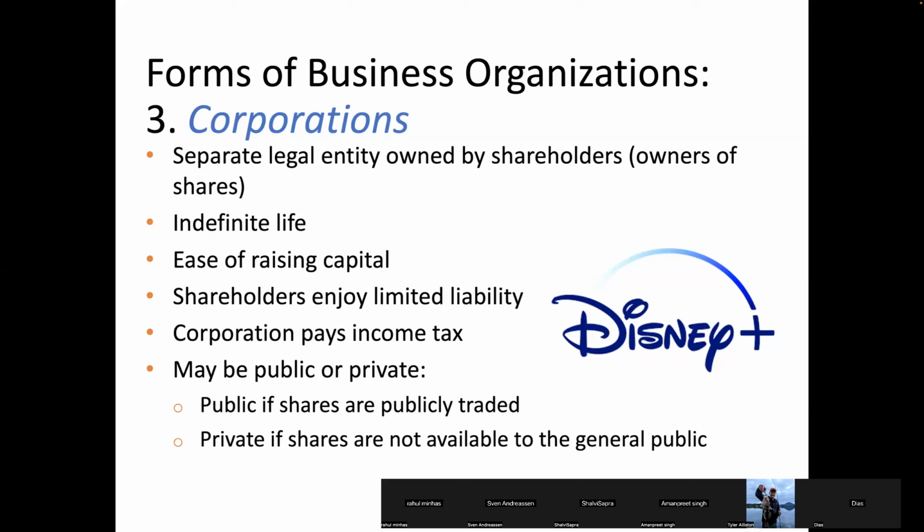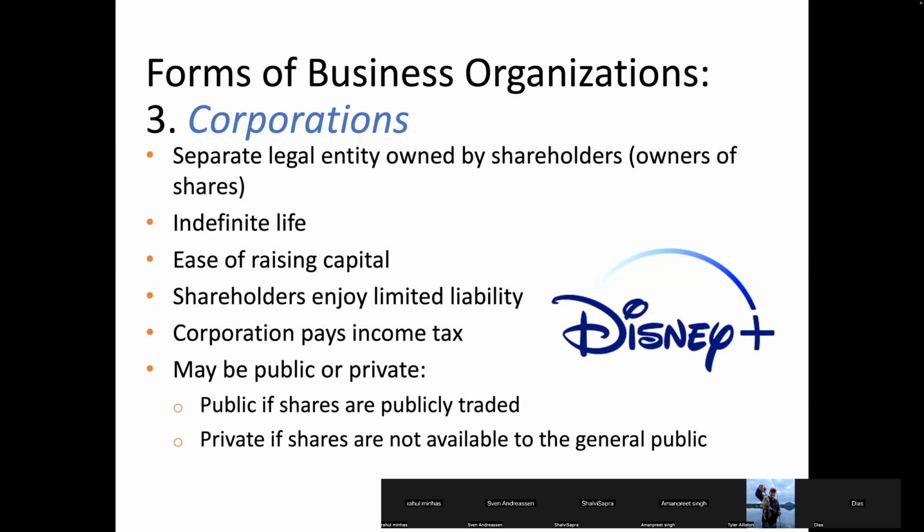A corporation will pay corporate tax, which is a different filing system. We call it T2. So for personal, it's T1, and for corporate tax, it's T2. Corporations can be public if the shares are publicly traded, like Apple shares. That's a public company. You can buy Apple shares in the stock market.